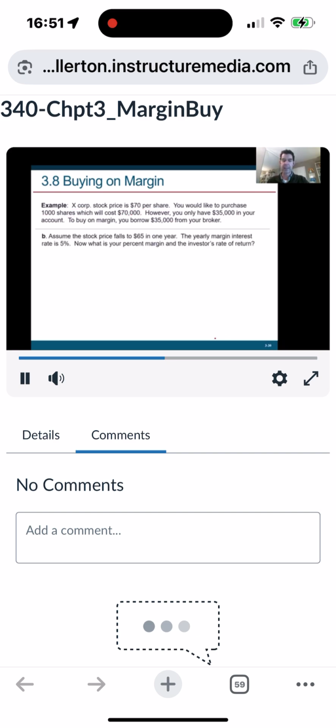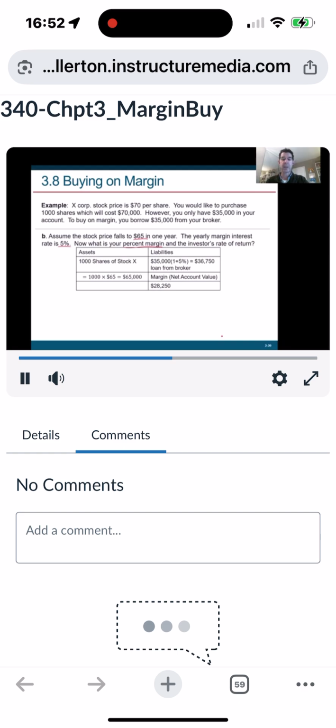Let's move on to the next step here. Assume that the stock price falls to $65 in 1 year. So I'm losing money. I bought it at 70, it's down to 65. The yearly margin interest rate is 5%. So in addition to losing money on the stock, the broker says, hey, you owe me 5% on the margin loan, that 35,000. Now, what is your percent margin? And if you sell out of that, what is your rate of return? What is the investor's rate of return? So let's go through these calculations.